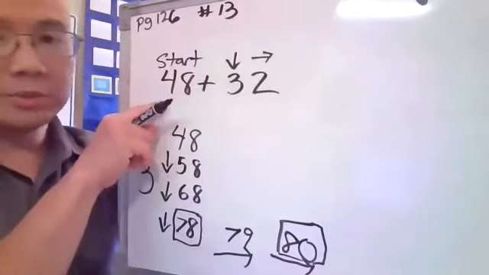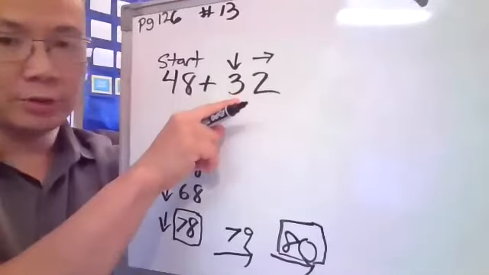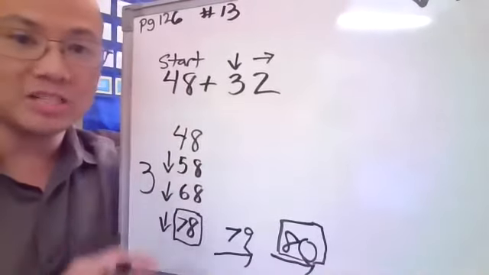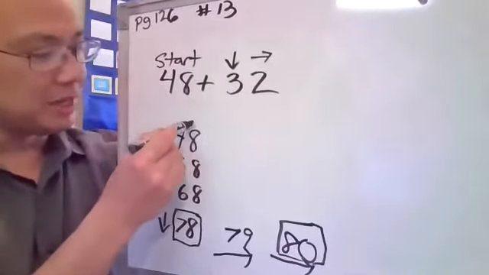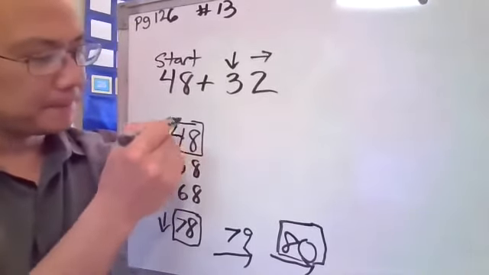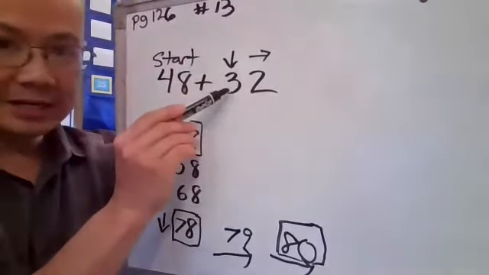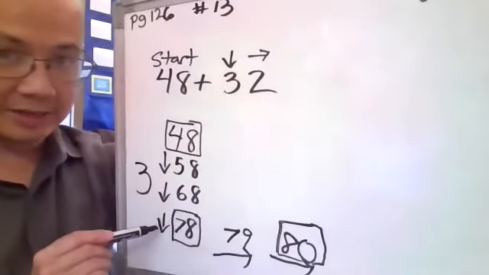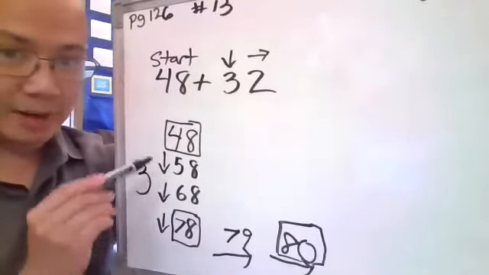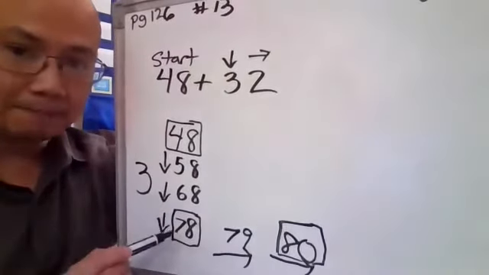The original problem started with 48, and I was instructed to move 32 spaces. I'm increasing by 32. Using a number chart, I was able to begin with 48, and I move down 3 ten spots: 48, 58, 68, 78. As I move down, my number changes to 78.